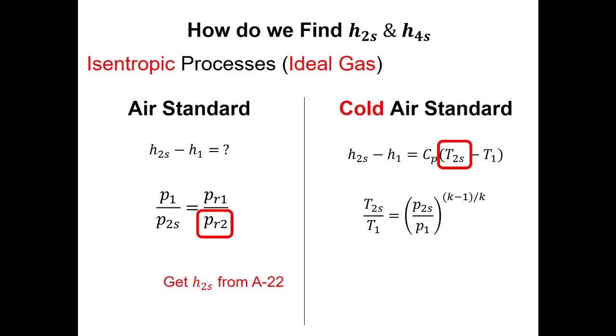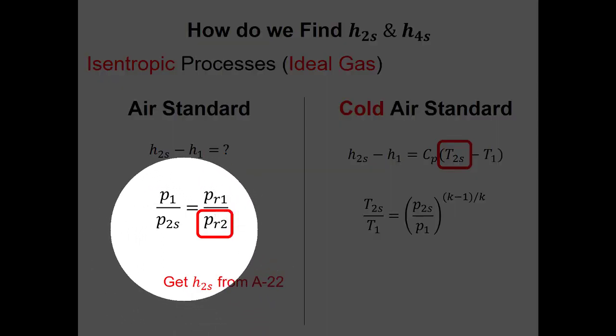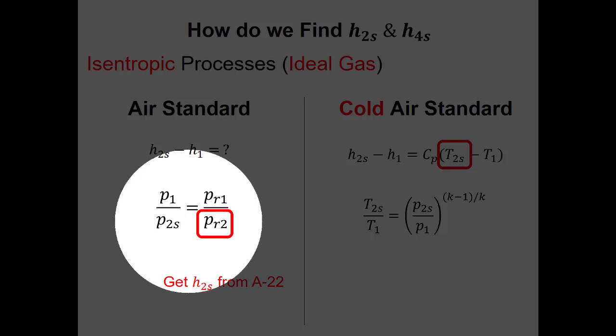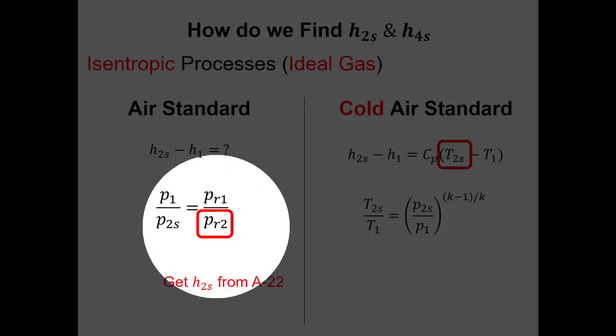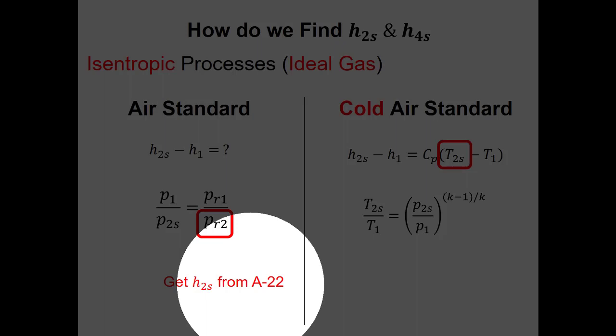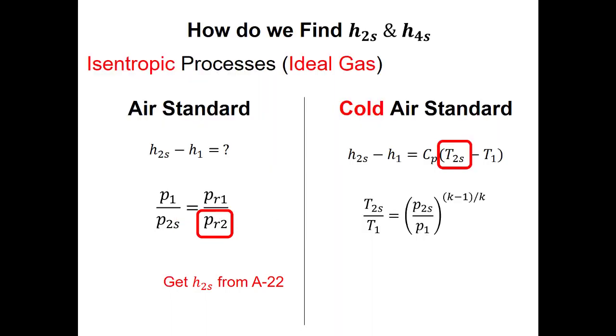If you're using variable specific heat analysis, then your ratio of pressures across your isentropic process, so this is typical for turbines and pumps where we're assuming they're ideal, then you know the ratio of the pressures is equal to the ratio of the reduced pressures. I can find these reduced pressures on table A22 in my textbook.